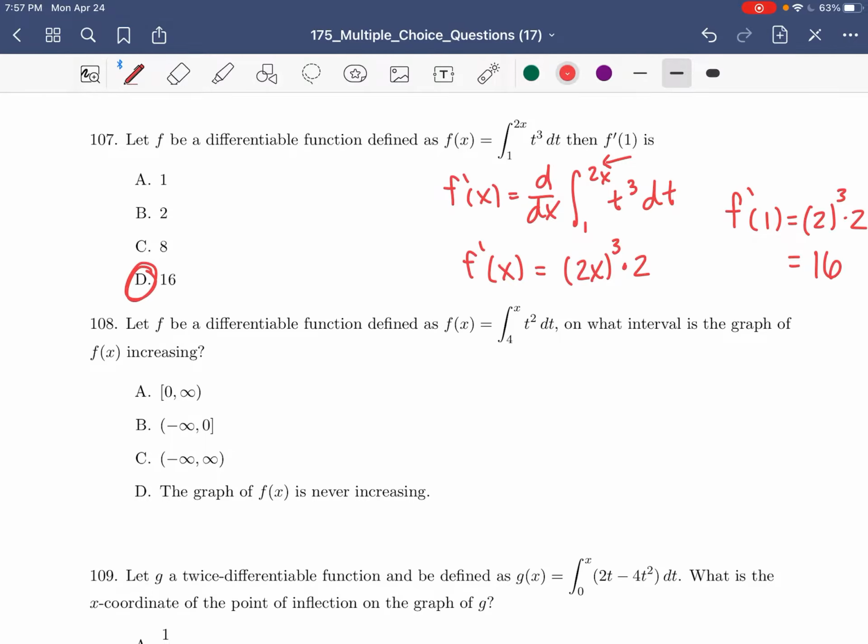All right, now we're trying to figure out where f is increasing. So we need to find the critical points.